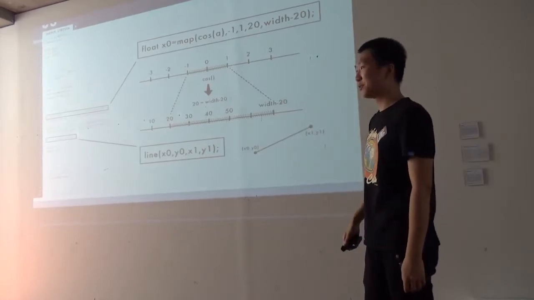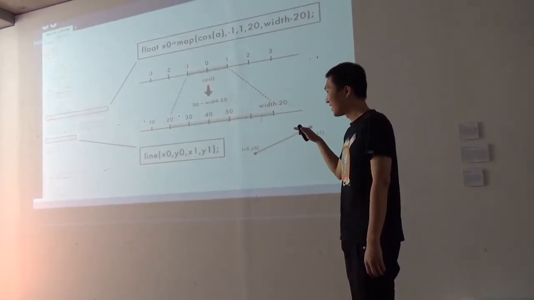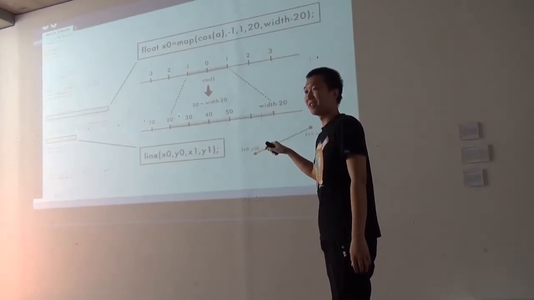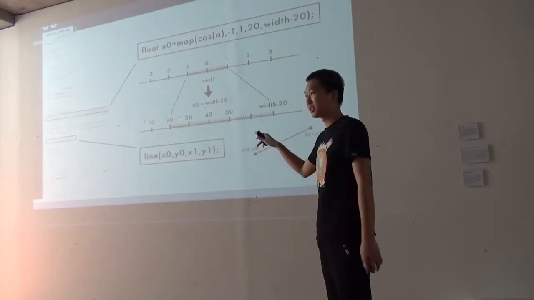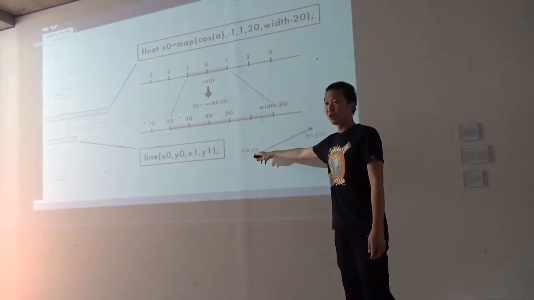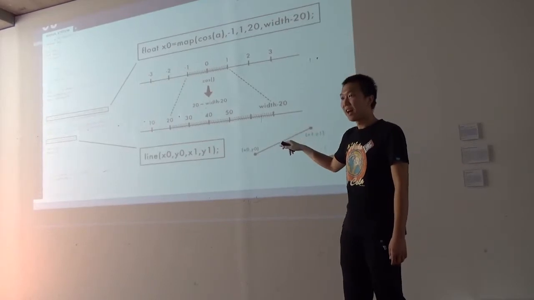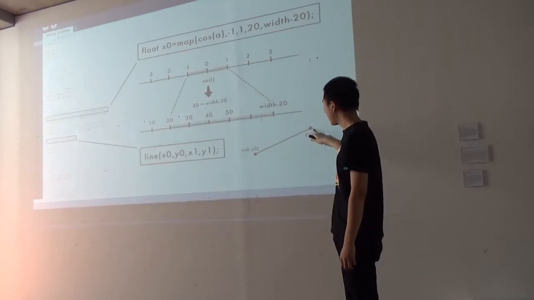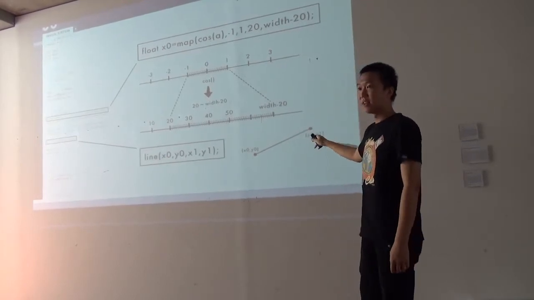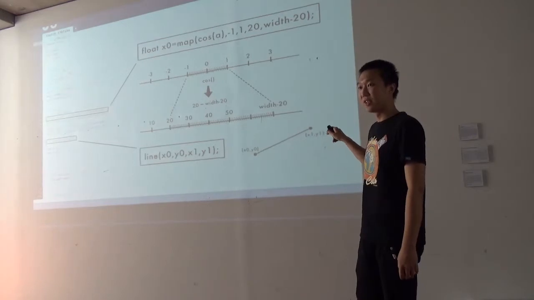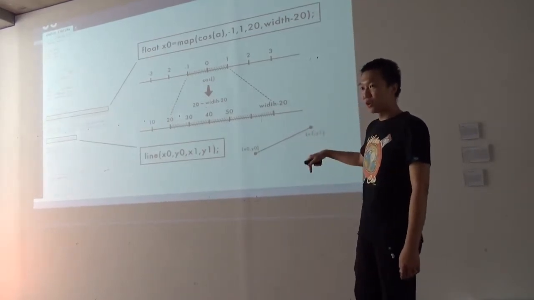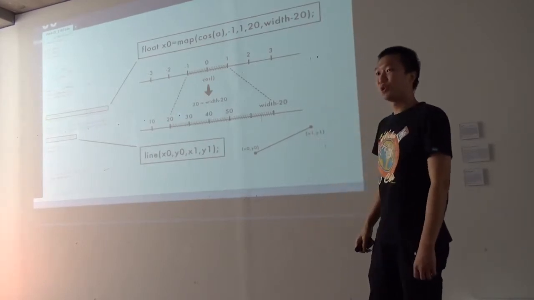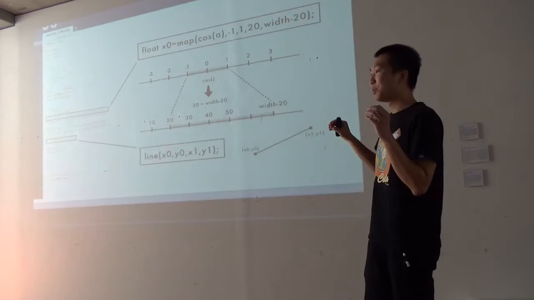After we run these functions, we have a line function at the bottom of the picture. You can see there are also 4 parameters in this function. The first one is x0. x0 means the x-coordinate of one endpoint of the line, and y0 means the y-coordinate of that endpoint. And you can see another endpoint: x1 means the x-coordinate of the other endpoint of the line, and y1 means the y-coordinate of the other endpoint of the line.